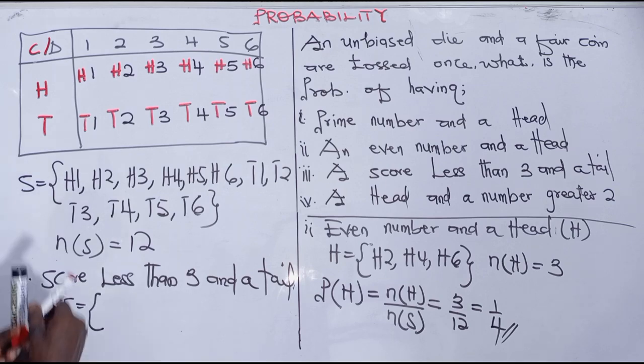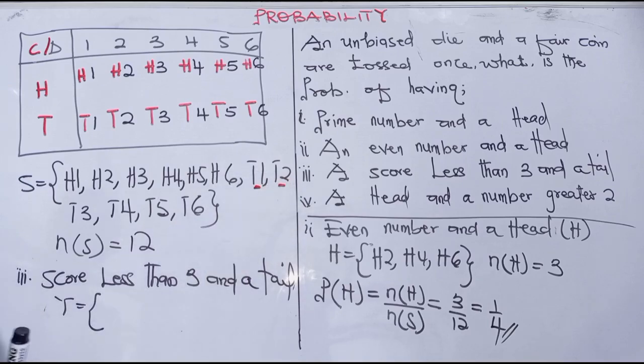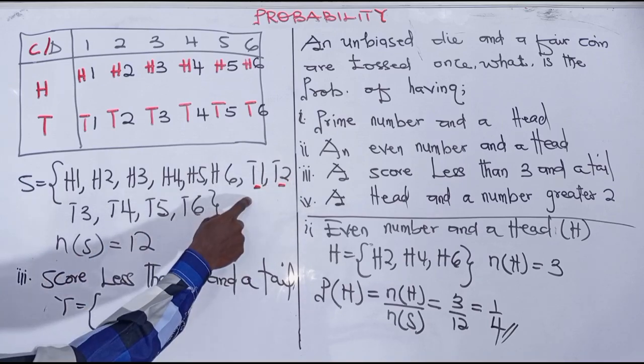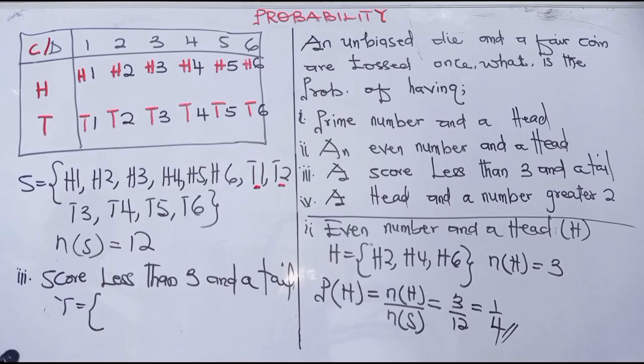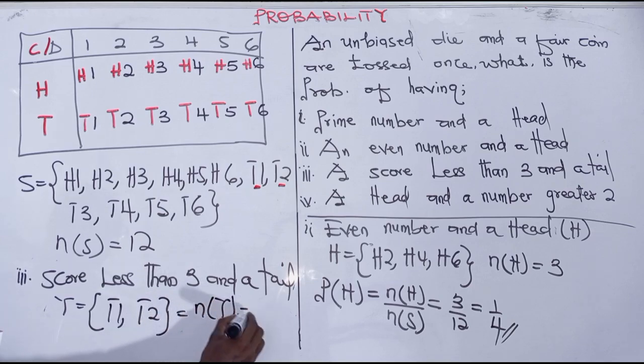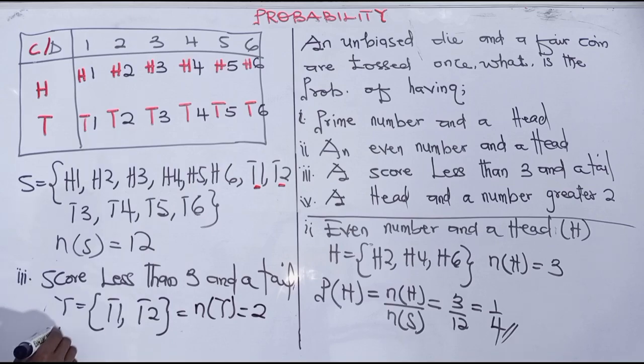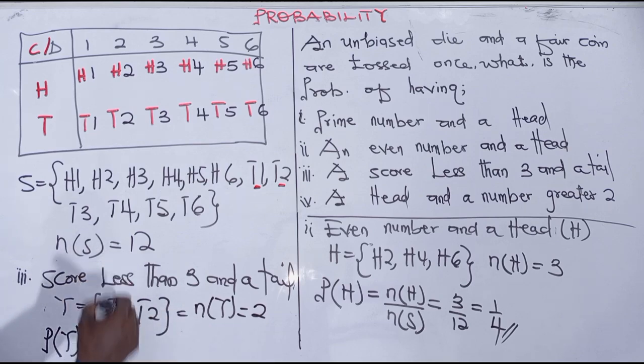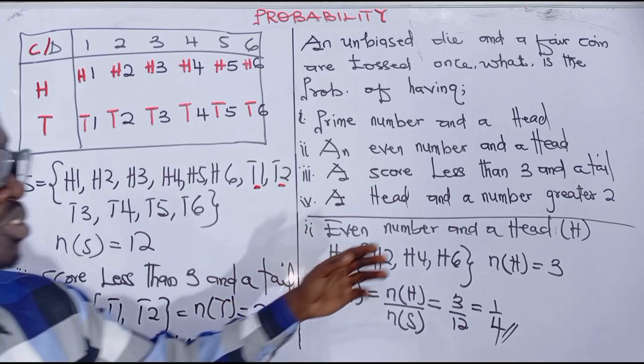So we have T1, T2. So a number less than 3 and then a tail, we have T1 and then T2. The number of outcomes in this event, we have 1, 2. So we can find the probability of obtaining a number less than 3, and then a tail, we have 2 all over what? 12. And that is going to give us 1 all over what? 6. Very, very easy.